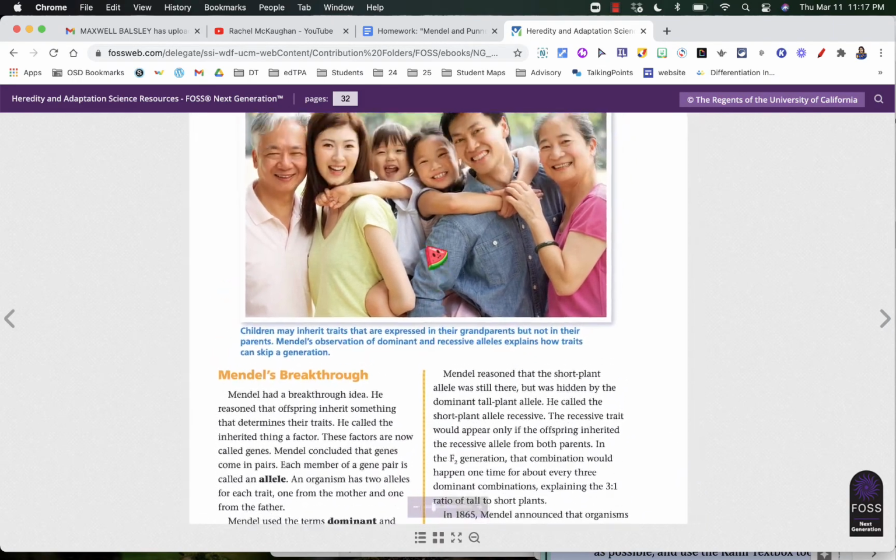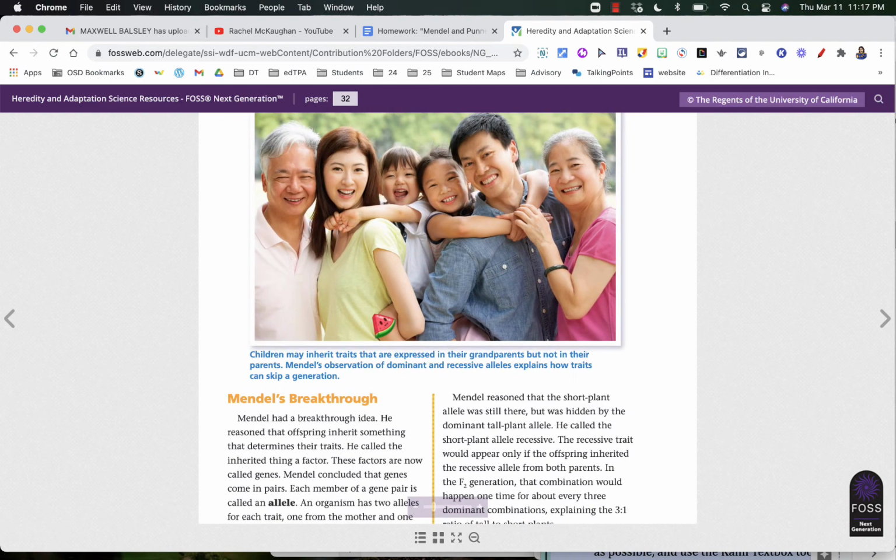Children may inherit traits that are expressed in their grandparents, but not in their parents. It's called skipping a generation, right? Mendel's observation of dominant and recessive alleles explains how traits can skip a generation. I've heard that twins skip generations.